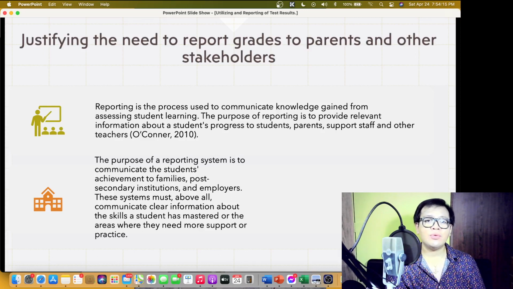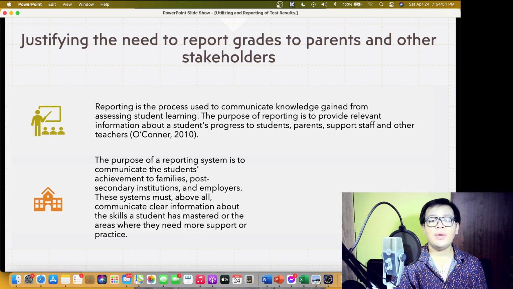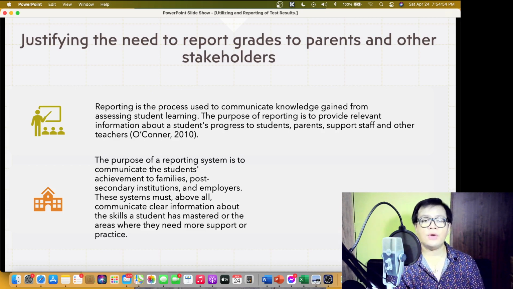So, justifying the need to report grades to parents and other stakeholders. O'Connor was able to add that reporting is a process used to communicate knowledge gained from assessing student learning. The purpose of reporting is to provide relevant information about student progress to students, parents, support staff, and other teachers. The purpose of grade reporting is to communicate the students' achievement to families. You also have the post-secondary institutions and the employers. This system must above all communicate clear information about the skills the student has mastered and the areas in which they were able to get support or practice.